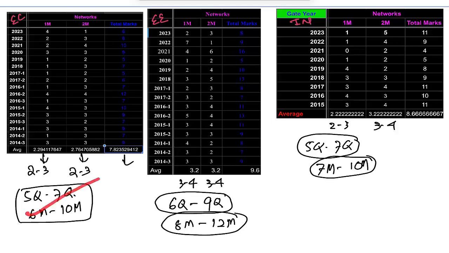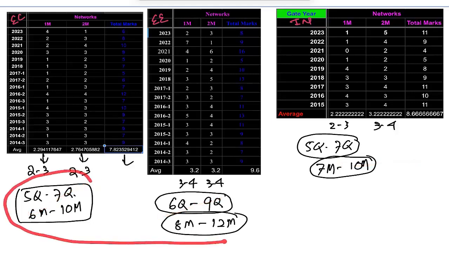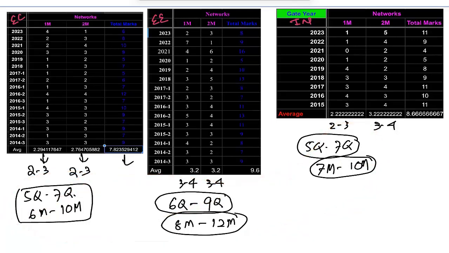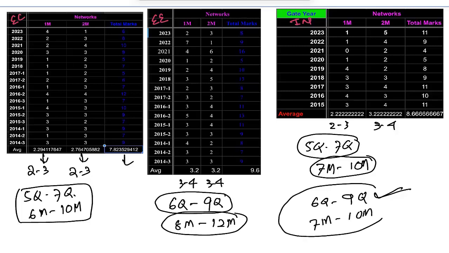So this is for electronics, this is for electrical, and this is for instrumentation. If you see all these 3 statistics, what I can tell is, in general, irrespective of branch, the range is around 6 to 9 questions, and the weightage is somewhere around 7 marks to 10 marks. This is the conclusion from analyzing the last 10 years of papers of all the 3 branches.